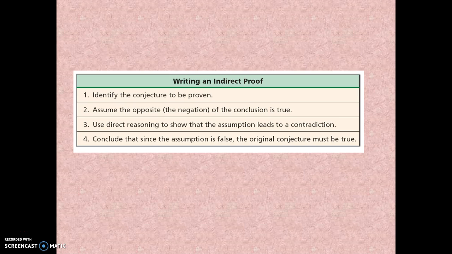So again, basically, if you're indirectly proving something, you're going to assume that it's false, assume the conclusion is false, so then you could show a contradiction, therefore it must be true.